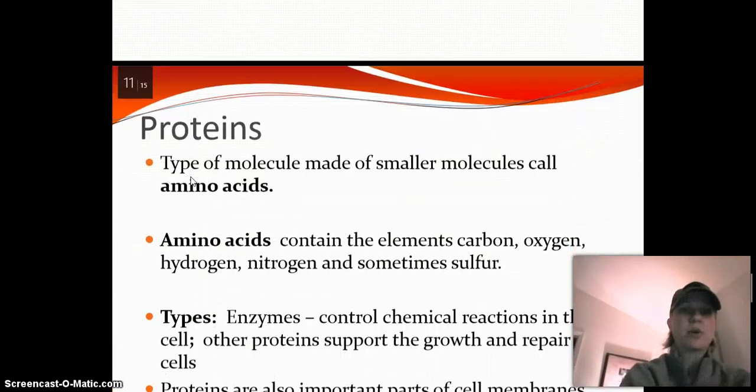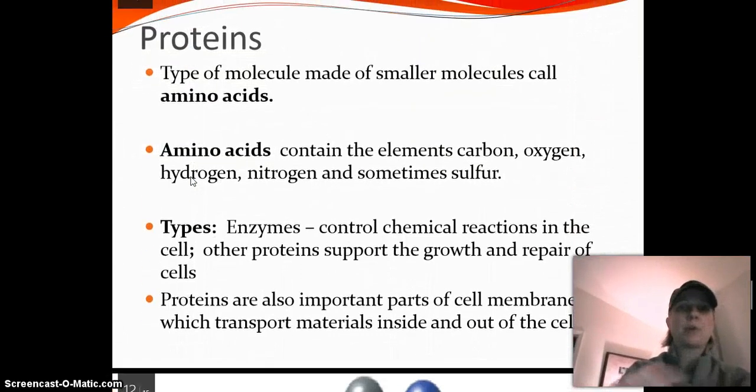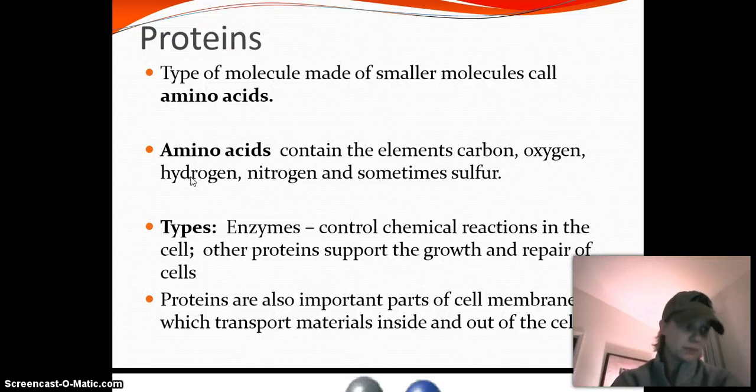All right, next we've got proteins. The subunit that they're made up of is called an amino acid. And amino acids, again, contain carbon, oxygen, hydrogen. They also are going to contain nitrogen, and sometimes they can contain sulfur. We're going to see these guys carrying out most of the chemical activity in the cells. They're going to be controlling the reactions that are going on in the cells.